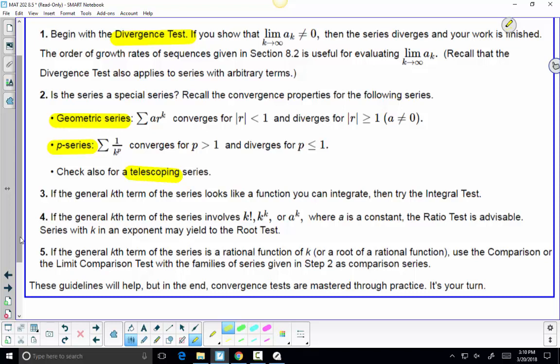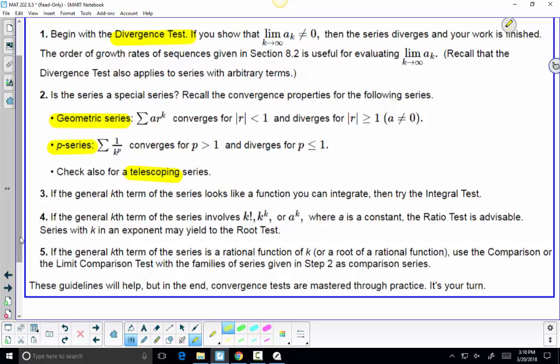So a geometric series, a P series, or a telescoping series. Those are the three special ones that we looked at. Geometric series, we analyzed quite a bit. Common ratio less than one in magnitude, convergent. Otherwise, divergent. P series, P bigger than one, convergent, divergent if P is less than or equal to one.